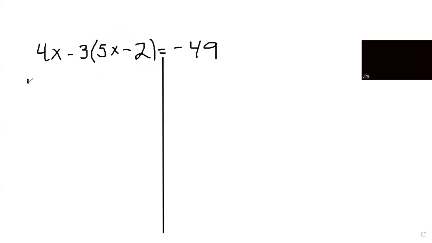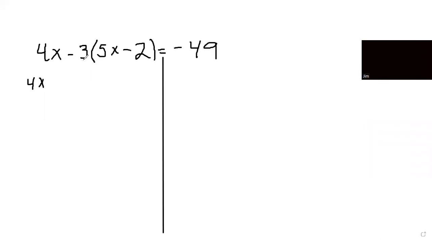So let's see. So we'll have 4x, that stays the same. And now we're going to multiply this negative 3. Remember, always look at what's in front of numbers in algebra. So we're going to multiply this negative 3 times 5x. And then we're going to multiply that negative 3. Remember, the bunny hops twice. We're going to multiply it by this negative 2. All right, so let's see.